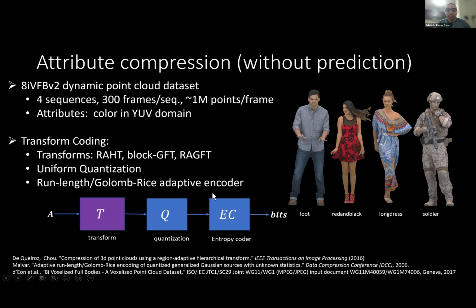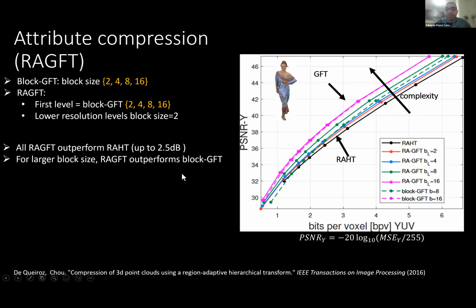Here I show you an example of one of the sequences of this data set. So first, for the block GFT, we consider different block sizes. The same for the array GFT, we consider different block sizes. So maybe the first thing I want to point out is that the RAHT here, represented by this black line, is the one with the smallest PSNR, or the worst coding performance at all rates, but it's also the one with the best complexity, right?